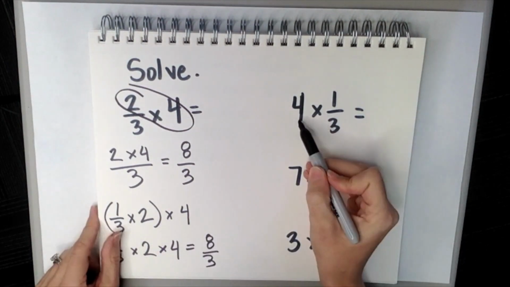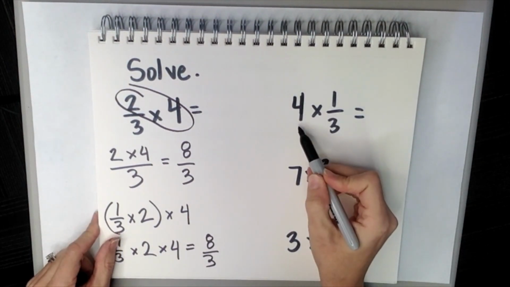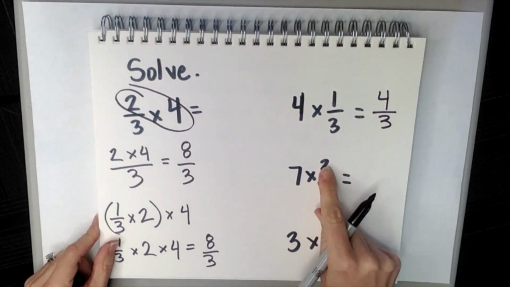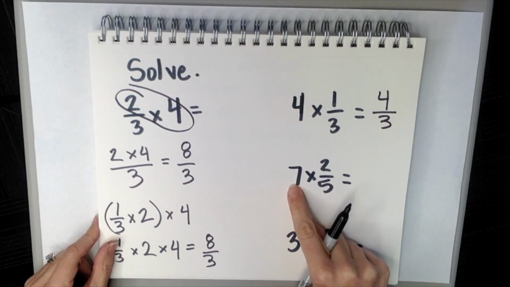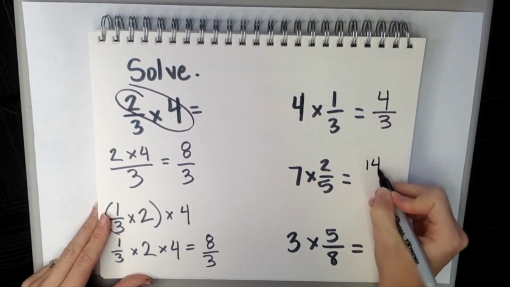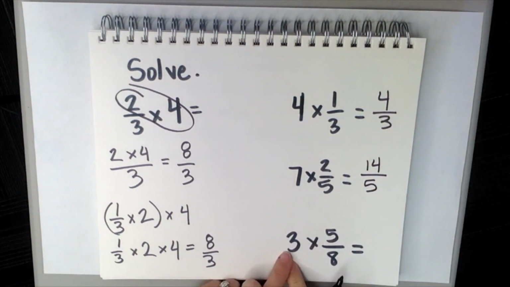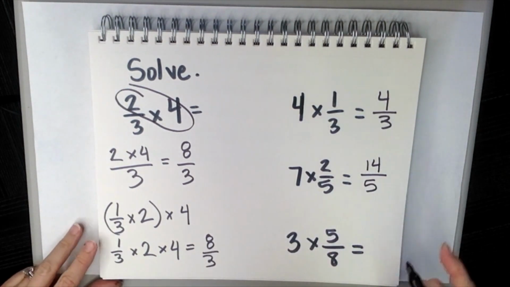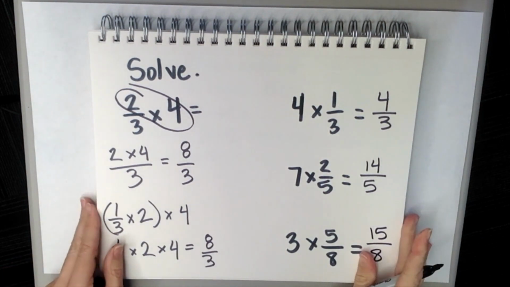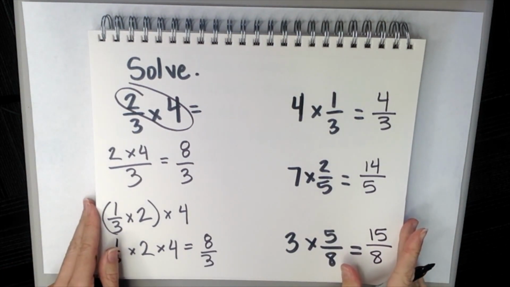Let's do these. So 4 times 1/3. 4 copies of 1/3 equals 4/3. 7 times 2/5. 7 copies of 2/5. Know your multiplication? Just like that, 14/5. 3 times 5/8. 3 copies of 5/8. 15/8. Nice job with those bare number problems.